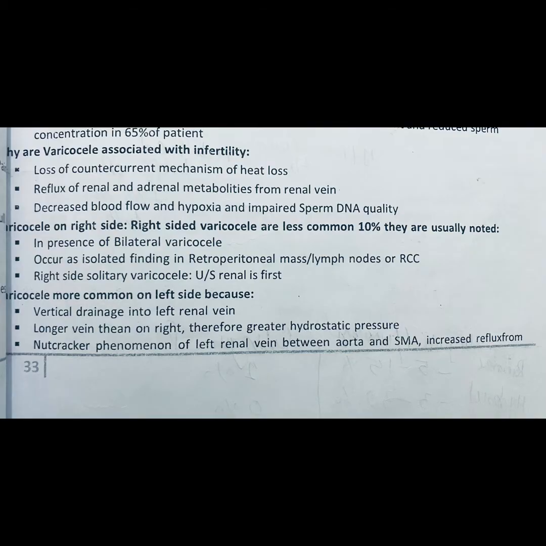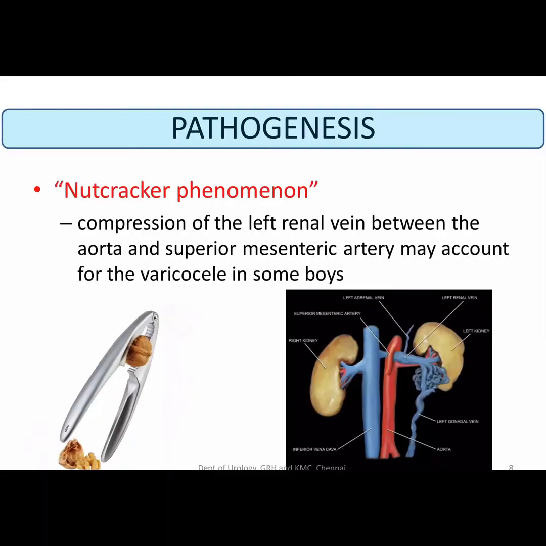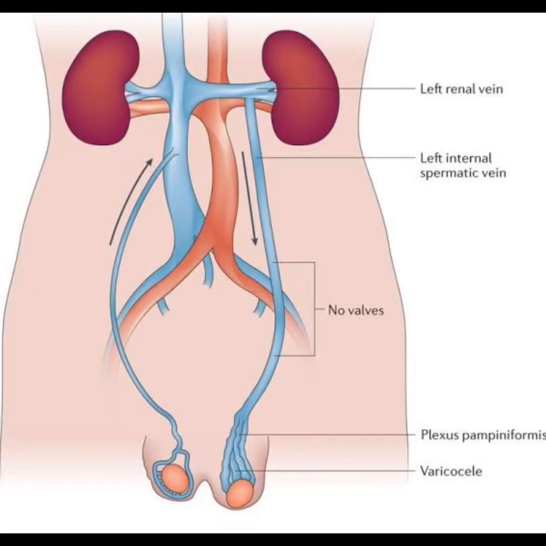The second cause of why it is on the left side is the nutcracker effect or nutcracker syndrome. In this syndrome, the left renal vein, which passes between the abdominal aorta and the superior mesenteric artery en route to the inferior vena cava, is compressed by the enlarged superior mesenteric artery. This condition is called the nutcracker effect. So this is one of the reasons. The third reason why it is on the left side is the lack of effective anti-reflux valves at the junction of the left renal vein and left testicular vein.